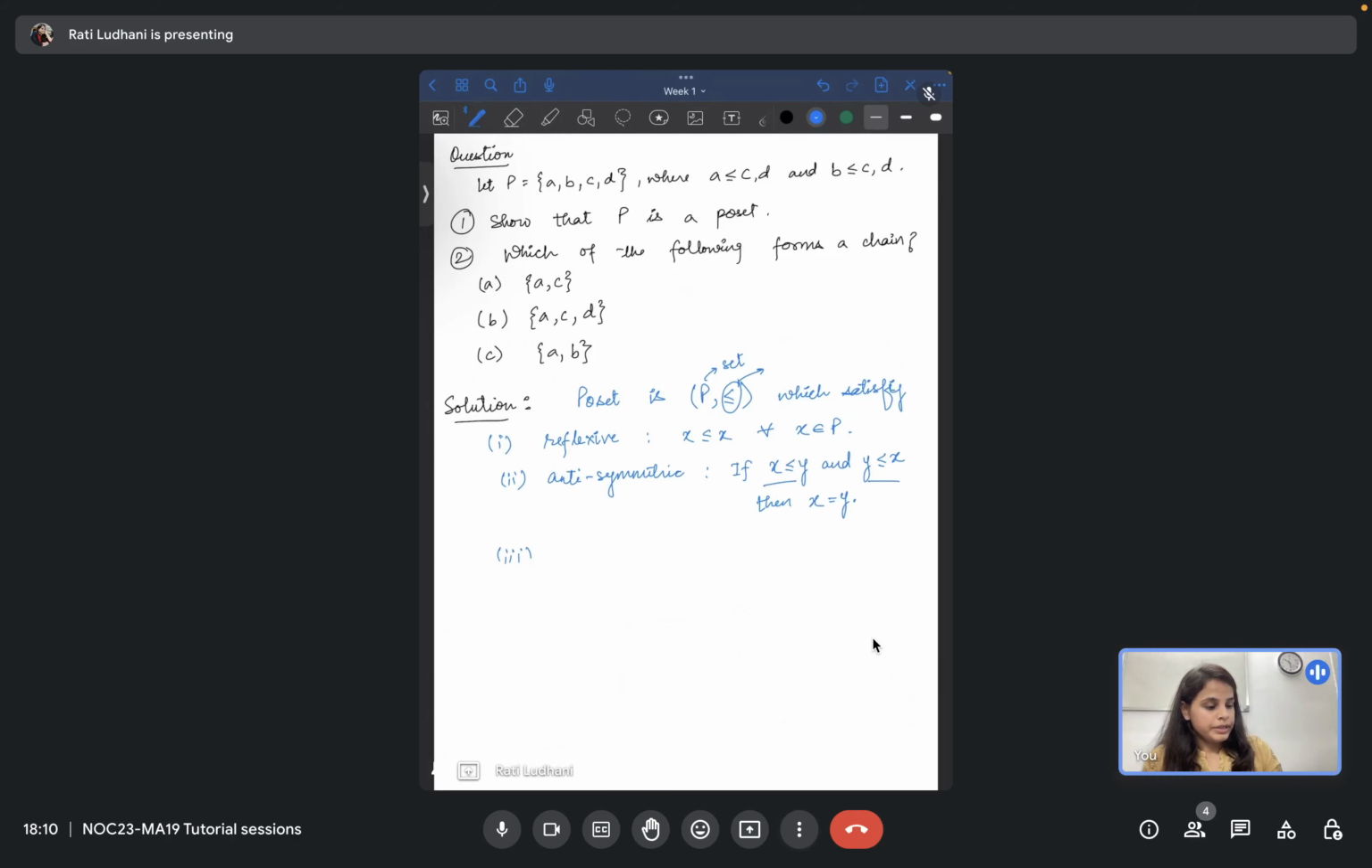Okay, the third property is transitivity, which says if x is less than or equal to y and y is less than or equal to z, then x is less than or equal to z. For example, in natural numbers again, if 1 is less than or equal to 2, and 2 is less than or equal to 5, which is true here, then 1 will be less than or equal to 5.